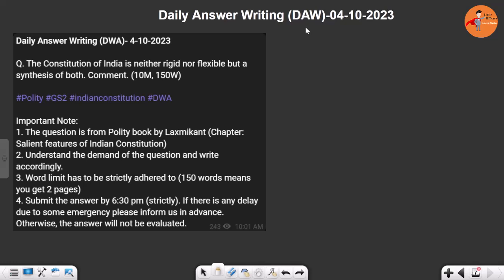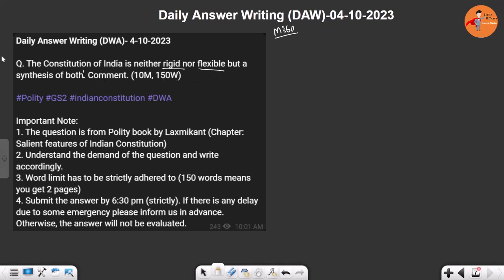Hi everyone. As part of our daily answer writing under the M360 program, today's question, that is 4th October 2023's question, is: the Constitution of India is neither rigid nor flexible but a synthesis of both.